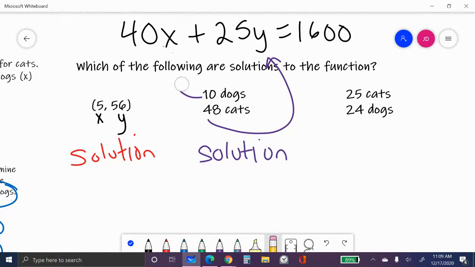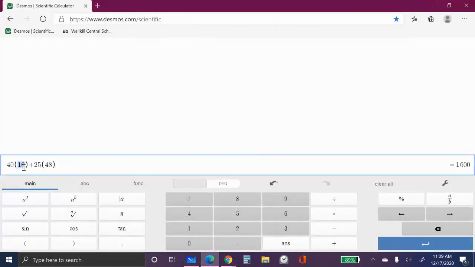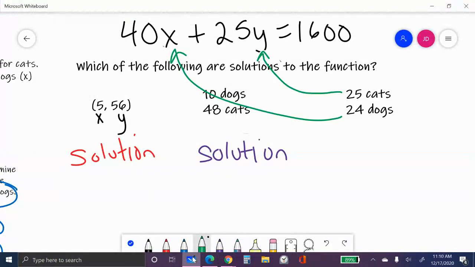All right, let's take a look at another one. The last scenario. 25 cats, careful, plug that in for Y. 24 dogs, plug that in for X. So 24 and 25, let's plug those in. Nope, almost there. 1,585, not quite 1,600. And so this one is not a solution.